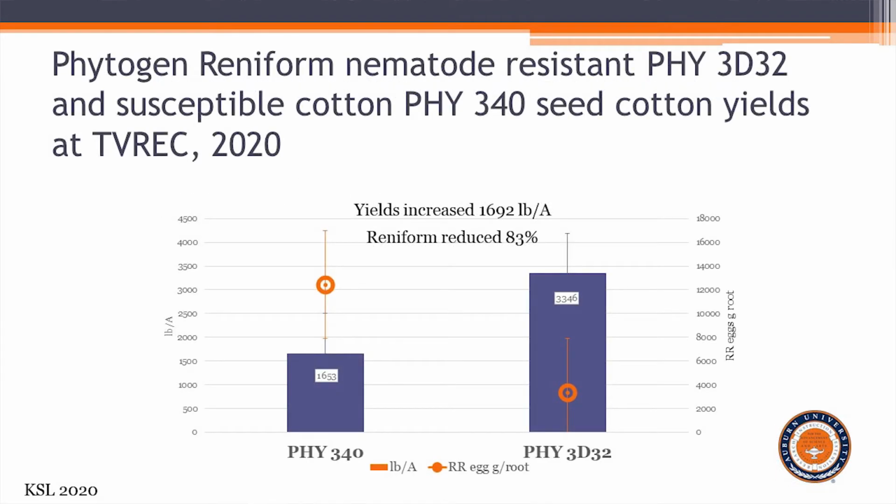On this slide, you have the bars for the yields and the orange dots for the nematode numbers. Our control was Phytogen 340, no resistance. Our resistance is the Phytogen 3D32 with 3 genes. Nematode numbers, 82% lower, 83%. Very good nematode reduction. But the yields were doubled. So the Phytogen 3D32 doubled the yields versus the control, the 340. So that was a 1,692 pound increase in seed cotton yield. That's amazing. We can't wait to add nematicides and see what happens.